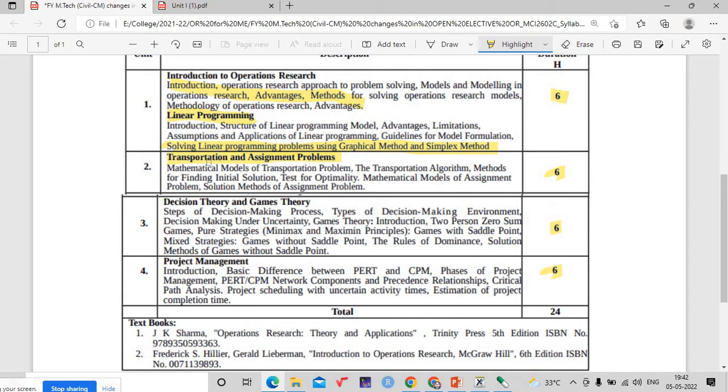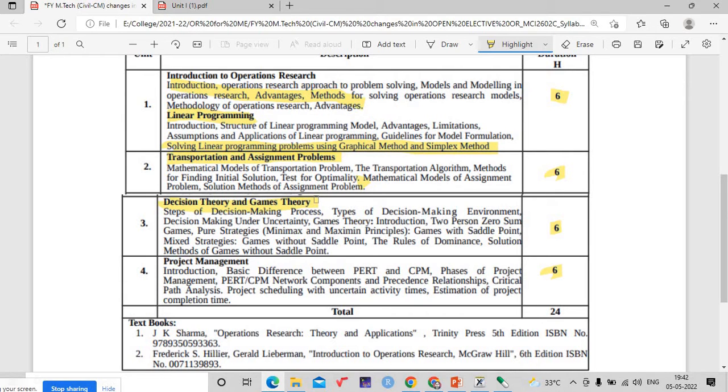A variety of methods are there to find the initial feasible solution for the transportation and assignment problems. And once we reach the initial basic feasible solution, how to optimize that, we will be learning here with the help of certain mathematical techniques and models. So that will be our entire unit 2. Third unit is decision theory and game theory.